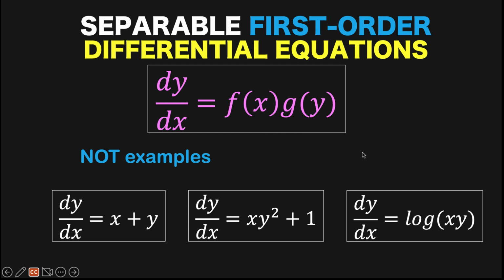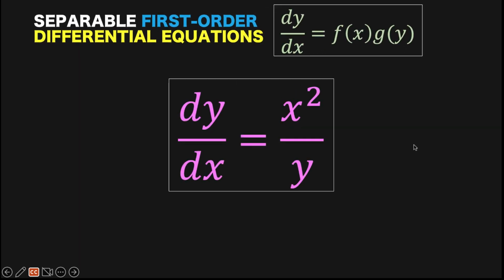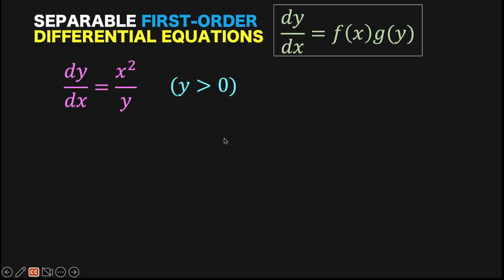Now at this point, let's solve some differential equations that can be solved using separation of variables. Let's say our equation is dy over dx equals x squared over y, where y is greater than 0. When I say we want to solve this differential equation, we are solving for that function y of x that will satisfy this given differential equation. So how are we going to solve this?